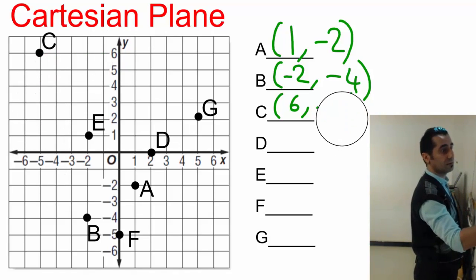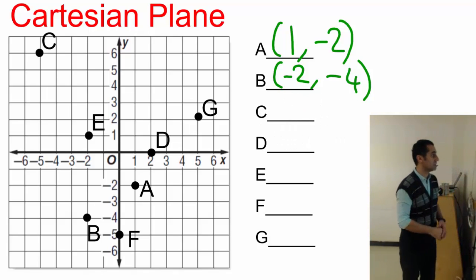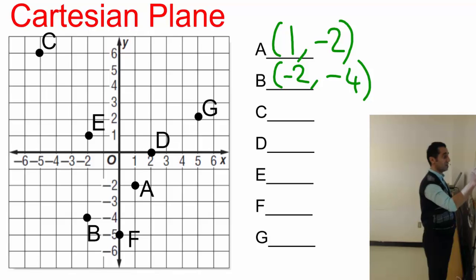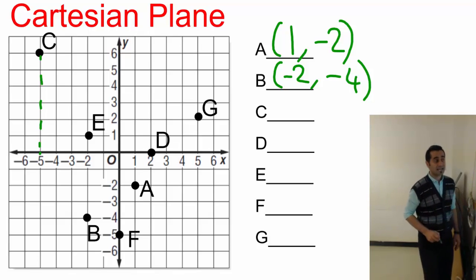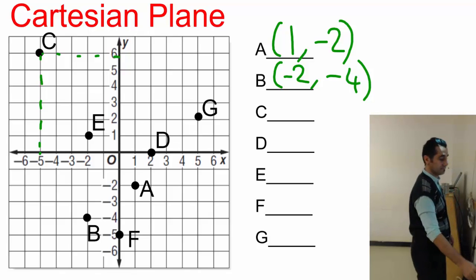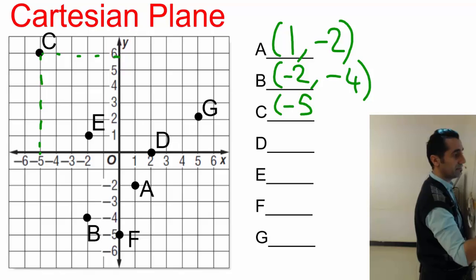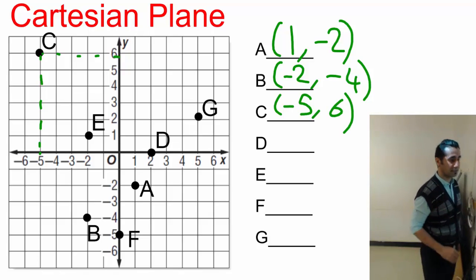So let me once again correct the mistake I just did here. So start with the x values, negative 5 and 6. Open the bracket, negative 5 and 6.